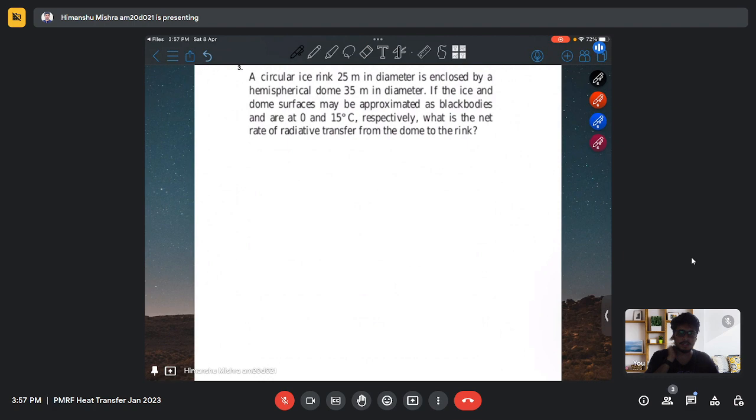So a circular ice ring 25 meter in diameter is enclosed by a hemispherical dome 35 meter in diameter. If the ice and the dome surfaces may be approximated as black bodies and are at temperatures 0 and 15 degrees Celsius, what is the rate of radiative transfer from the dome to the ring?